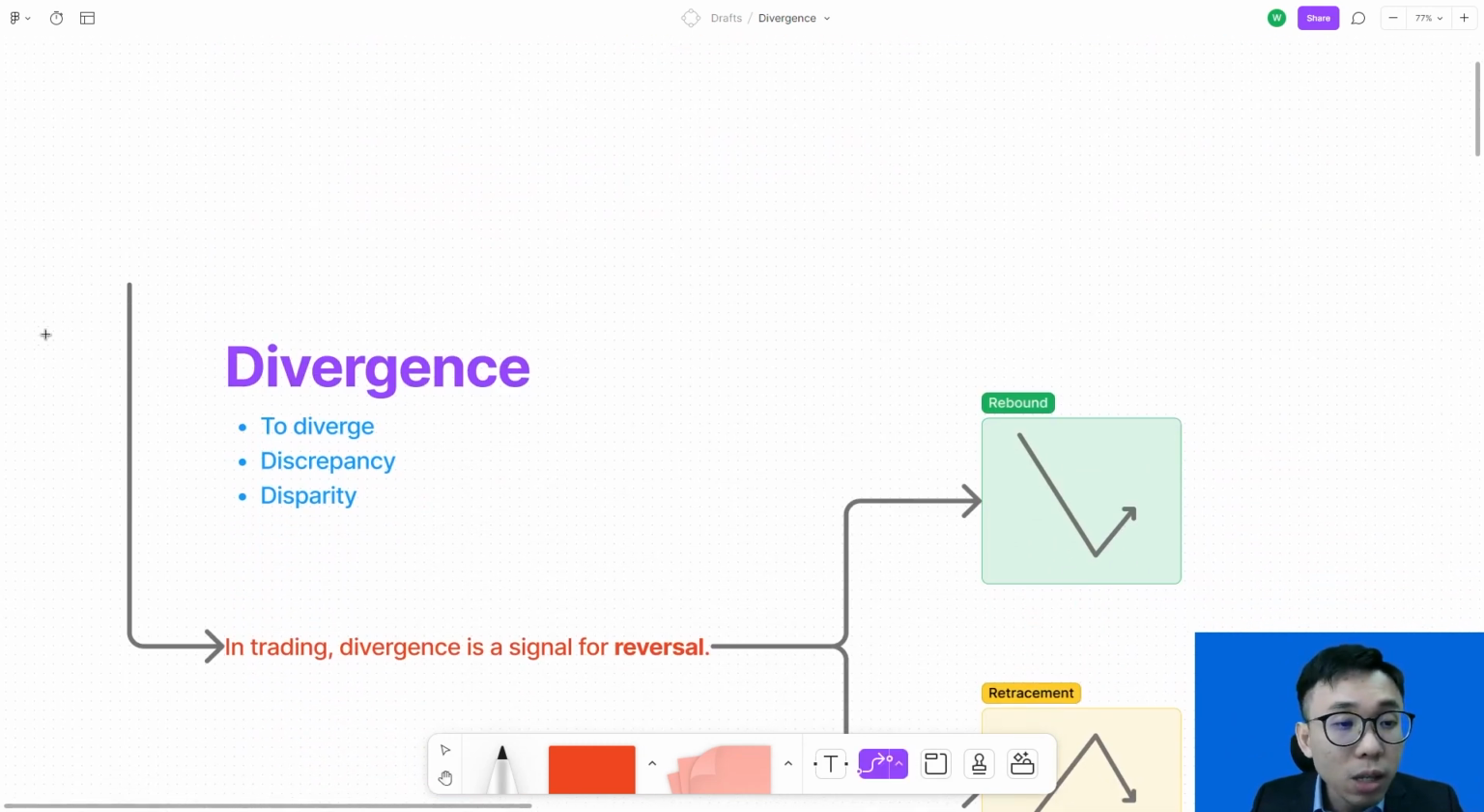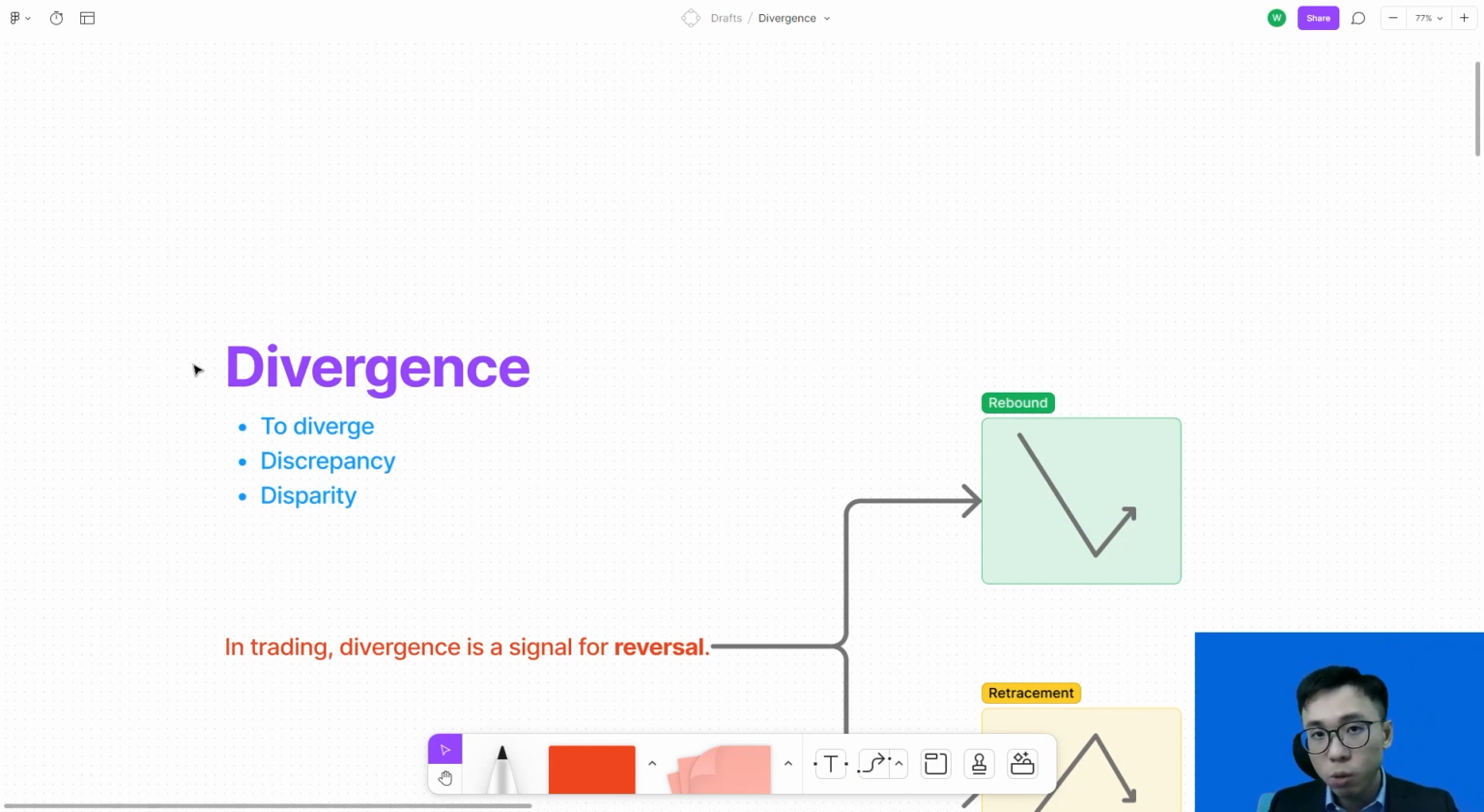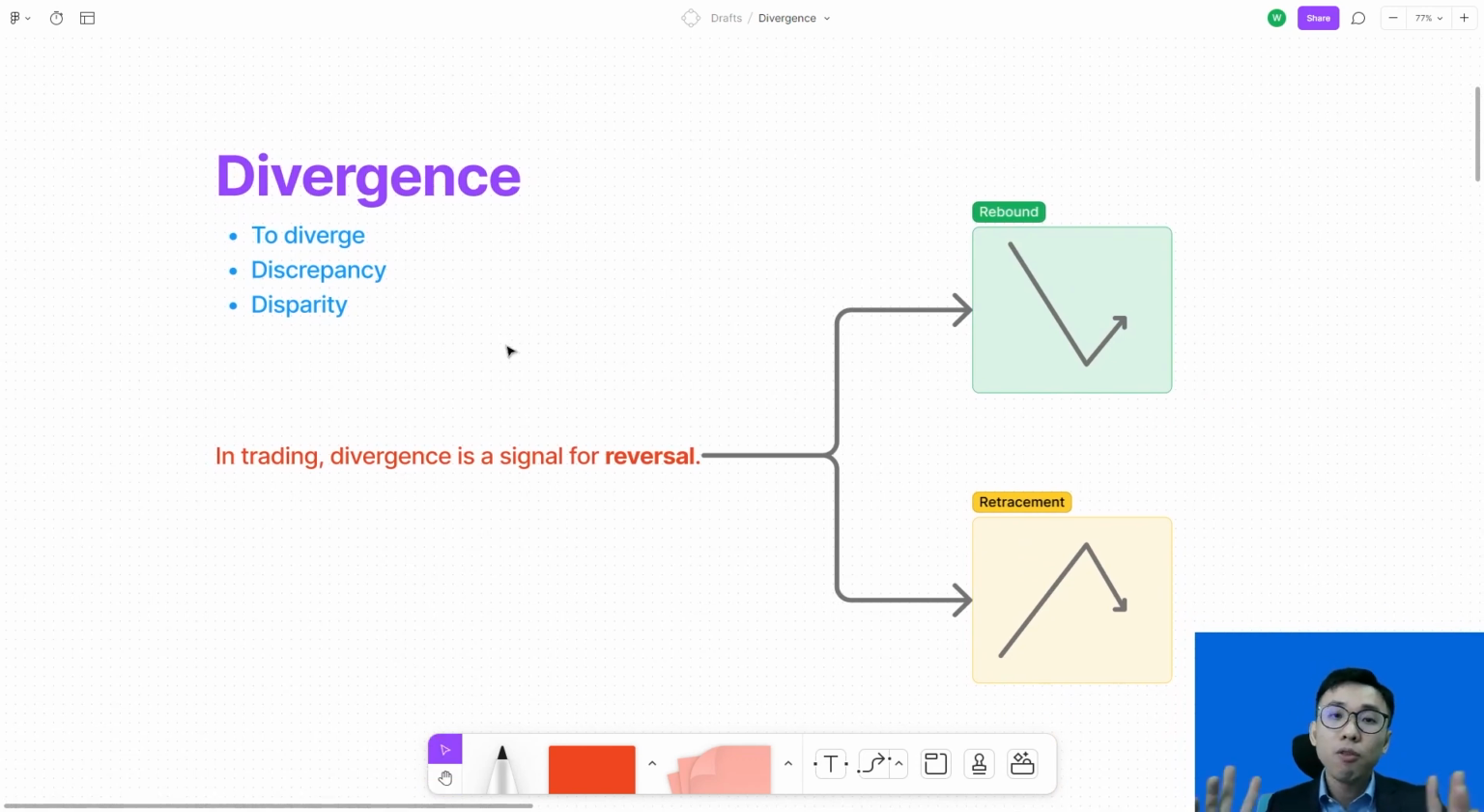In terms of divergence itself, it brings the meaning of to diverge, which is to be different. It could also mean discrepancy in terms of the price of the asset and also the indicator, and it could also indicate disparity. So a divergence during trading is a signal for reversal to happen. Now, a short recap is that a reversal is whereby the price of an asset would undergo a change in its direction for short term only. That is what we call a reversal.